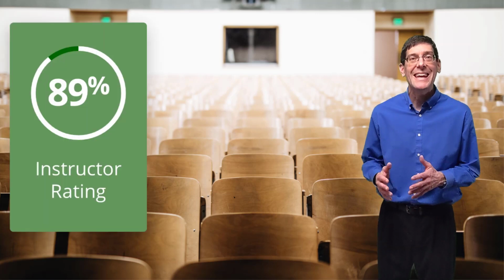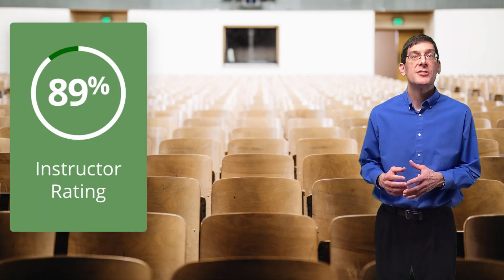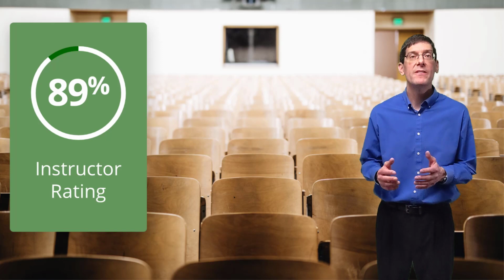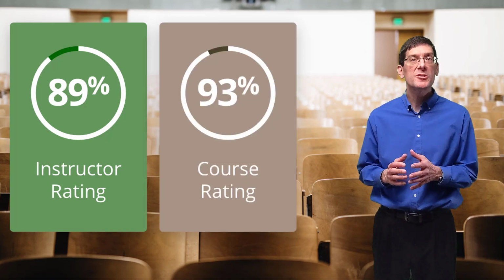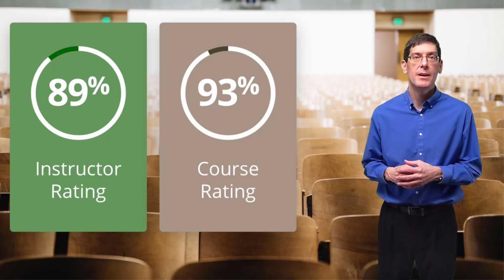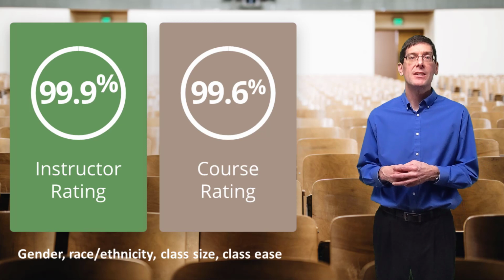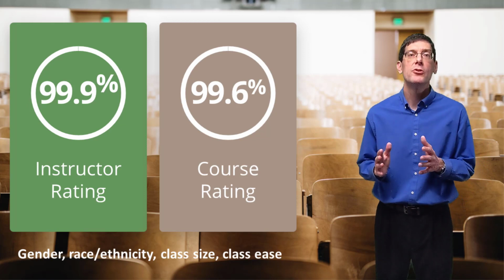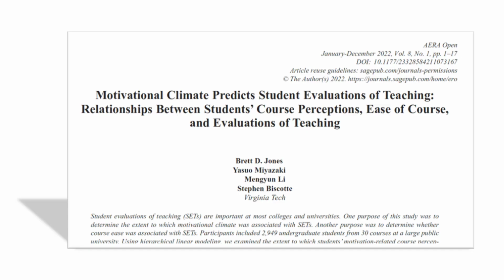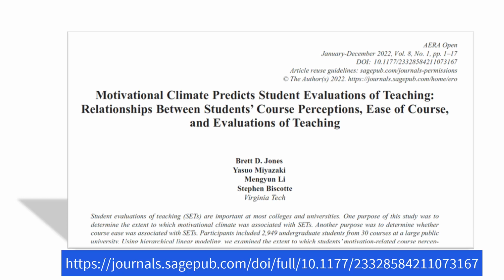Did you know that about 89% of the variability in instructor ratings can be explained by the motivational climate in a class? And 93% of course rating can be explained by the motivational climate. When we added gender, race, class size, and ease of class, we explained almost 100% of these ratings. We published these results in a top-rated educational journal.